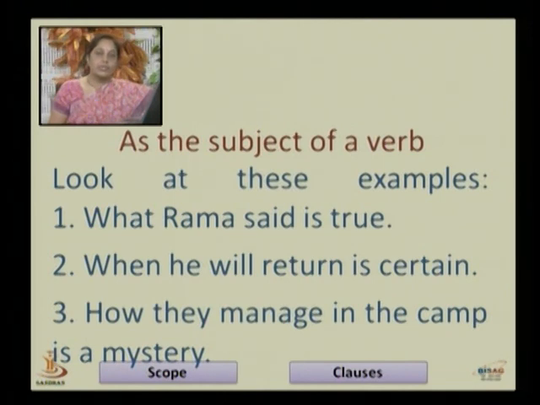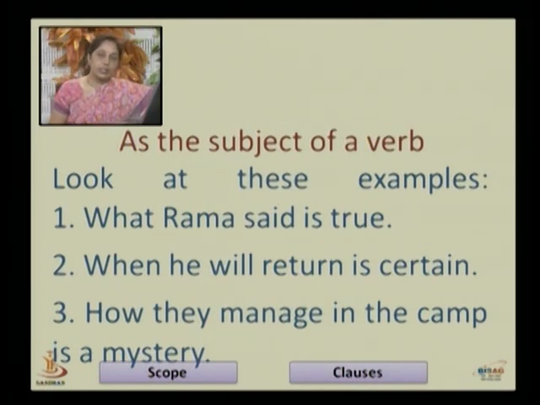Number 1, what Ram said is true. Here, what Ram said is the subordinate clause, a noun clause, and is true is the main clause. So here it works as a subject. In the second sentence, when he will return is certain. When he will return is a noun clause and functions as the subject. Is certain is the main clause.